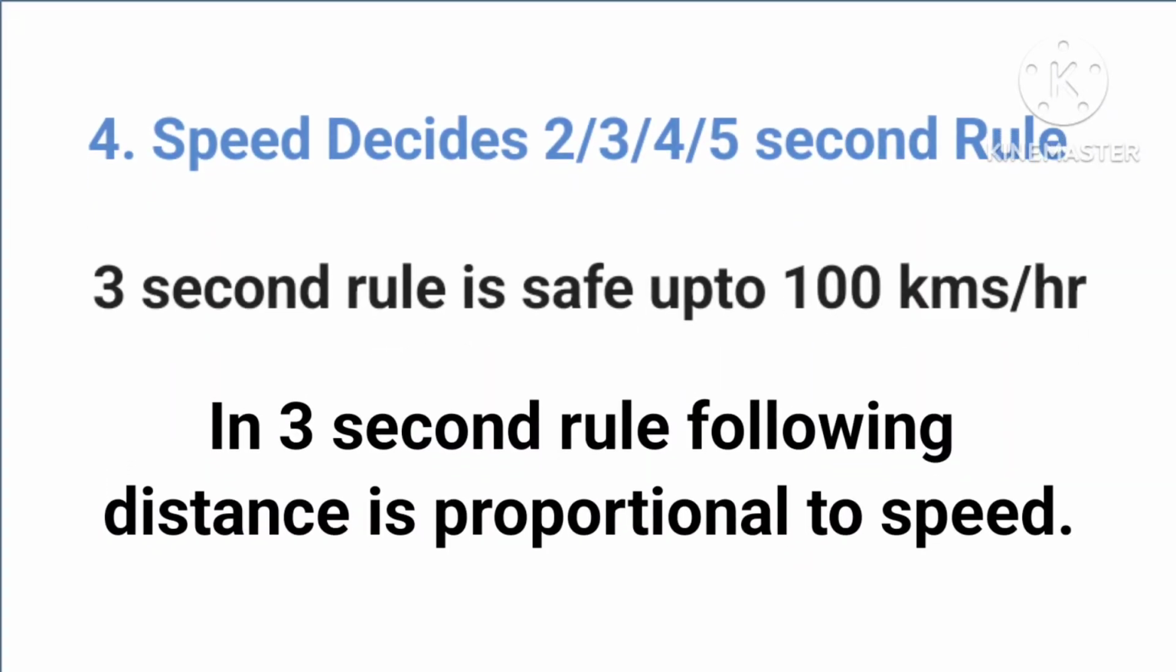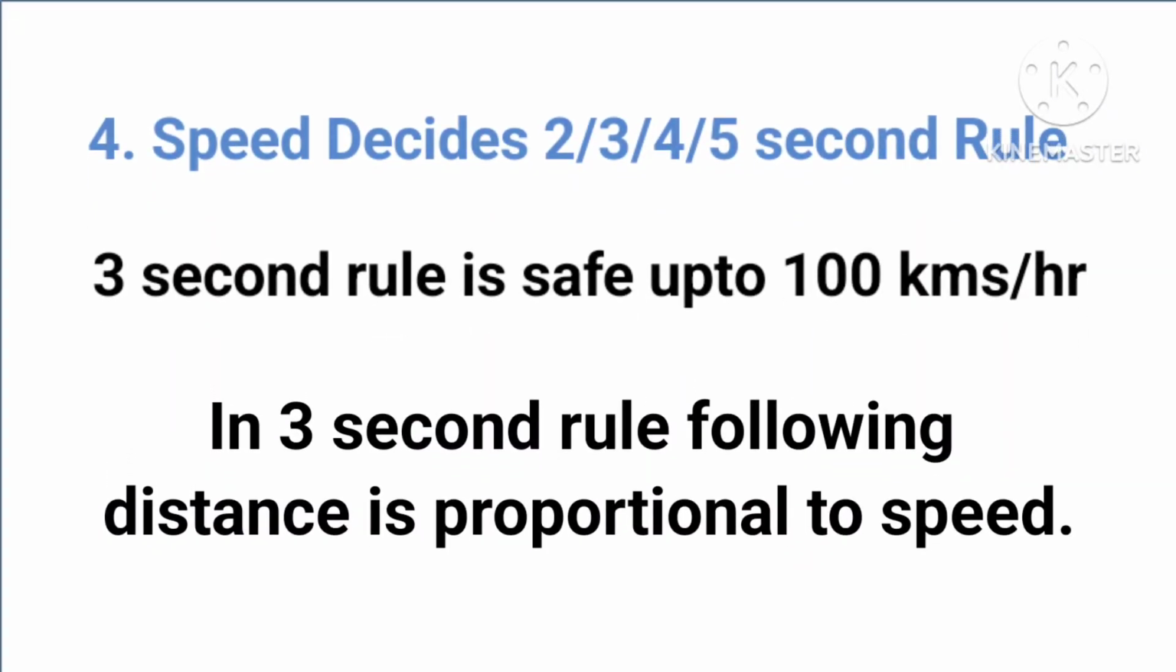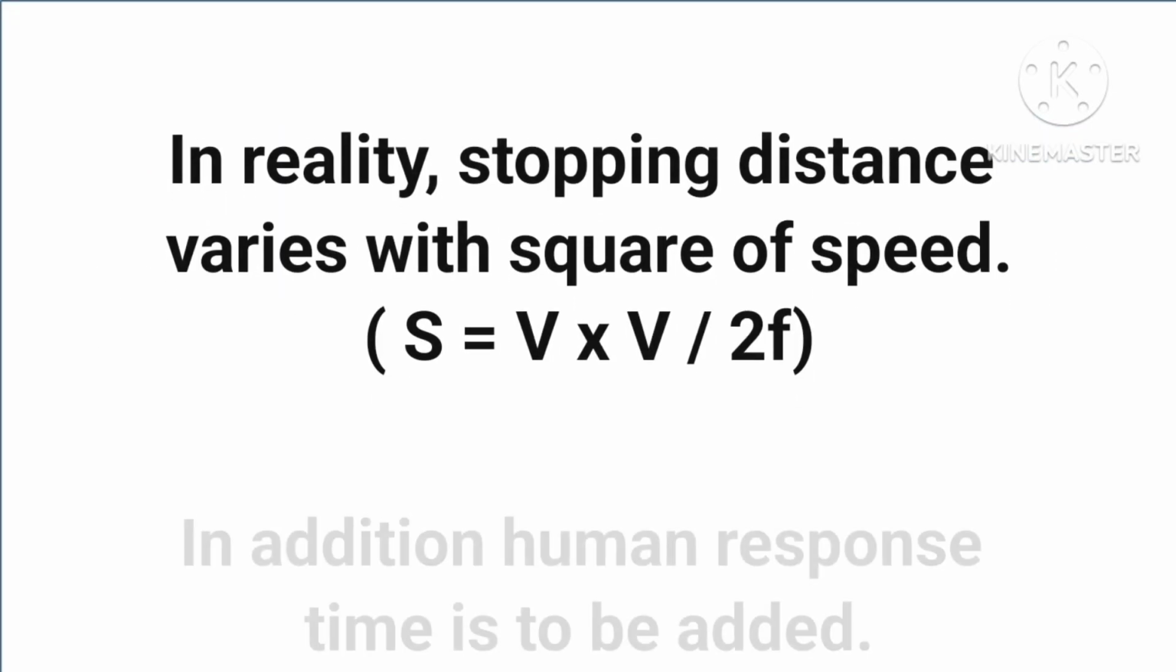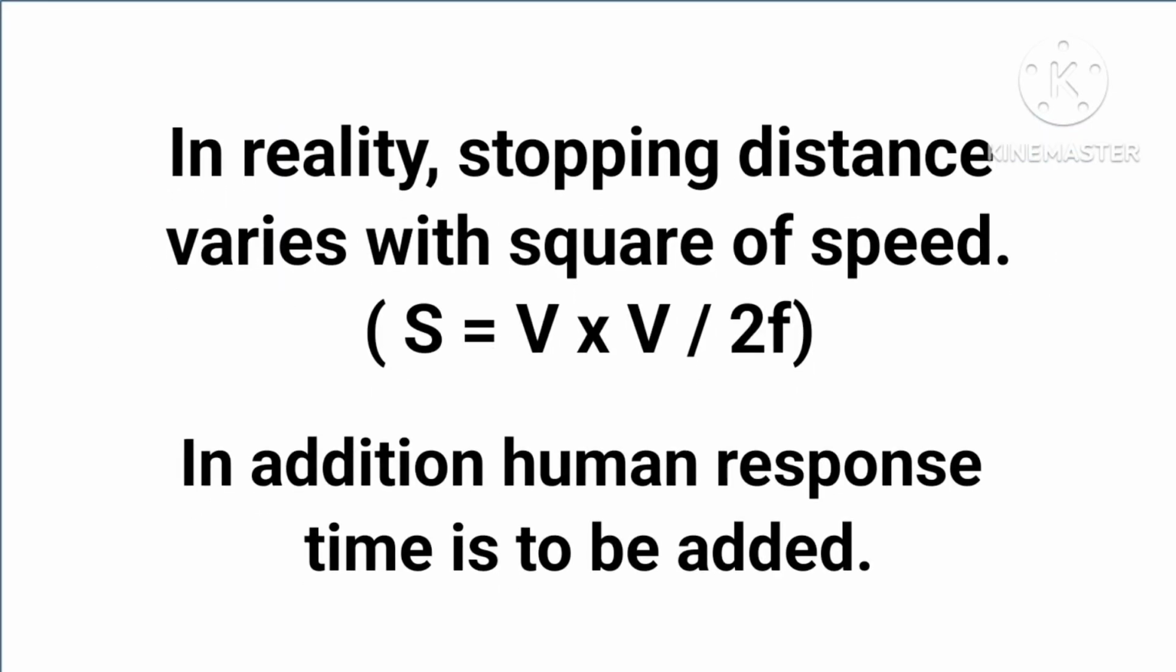Speed decides a 2, 3, 4, or 5-second rule. The 3-second rule is a good practical method for maintaining safe distance. But this method is safe for speeds below 100 km per hour only. In the 3-second rule, safe following distance is proportional to speed. In reality, stopping distance S after actual application of brake varies with the square of speed. S equals V square upon 2 into F. In addition, human response time is to be added.